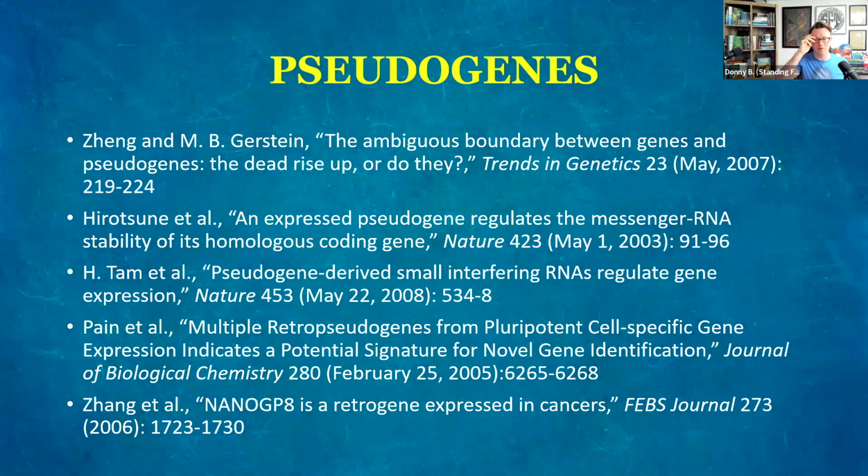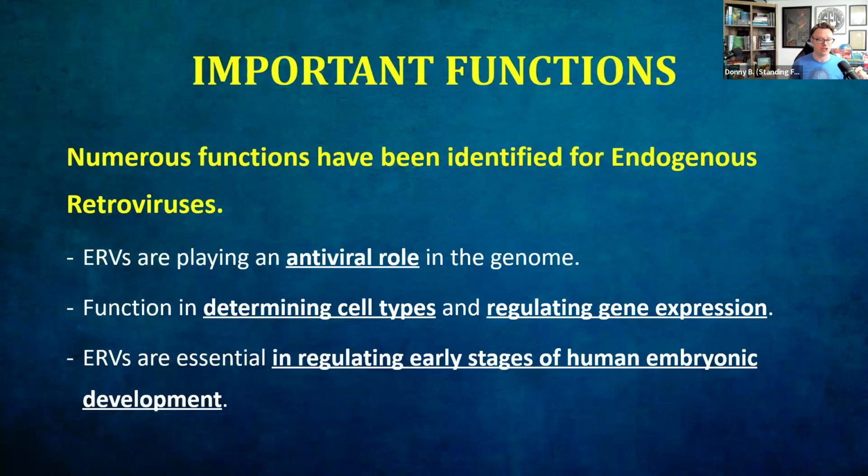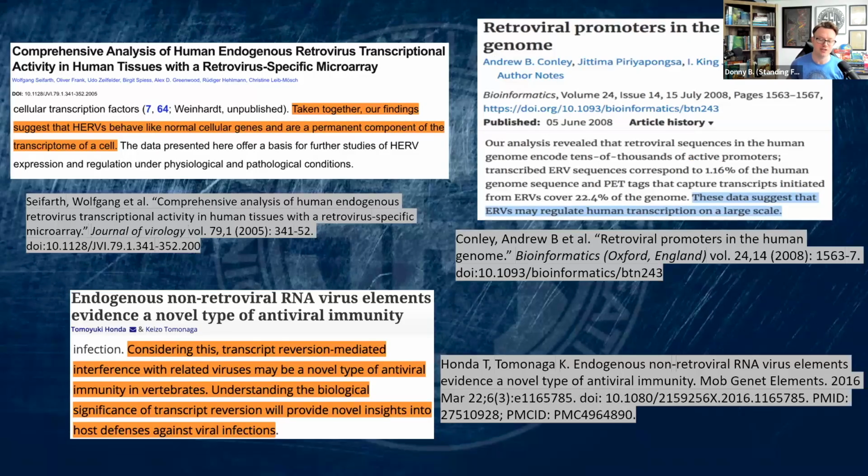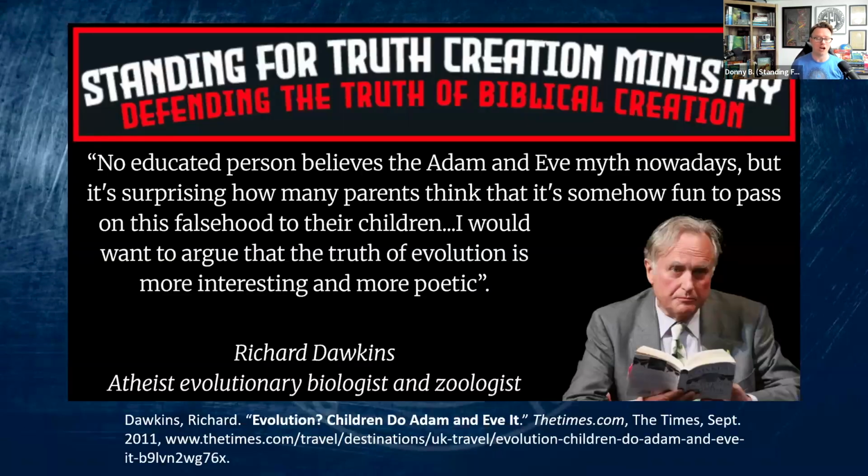For example, here are a number of papers documenting known functional roles for so-called pseudogenes. We have documented numerous functions for endogenous retroviruses. They're playing an antiviral role in the genome. They work to determine cell types. They regulate gene expression, help turn genes on and off, and are essential in regulating early stages of human embryonic development. Here's a slide with another several papers going over the essential roles of ERVs.